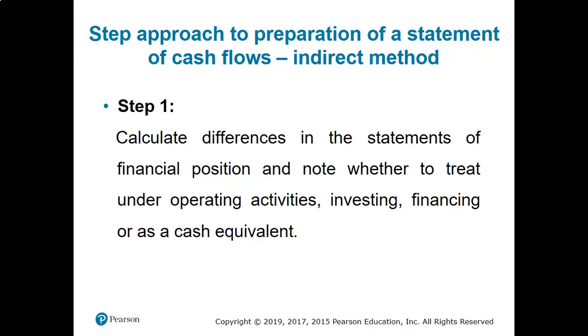And if you find any differences between the figures, for example, furniture 2020 and 2019, machinery 2020 and 2019, long-term investment, between 2020 and 2019, these differences are supposed to be included under investing activities. So the fixed assets, okay? So all the differences in relation to fixed assets will come under investing activities.